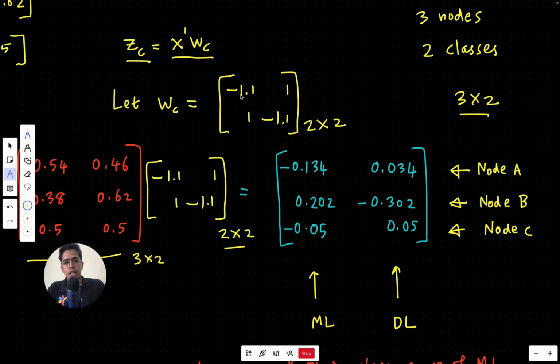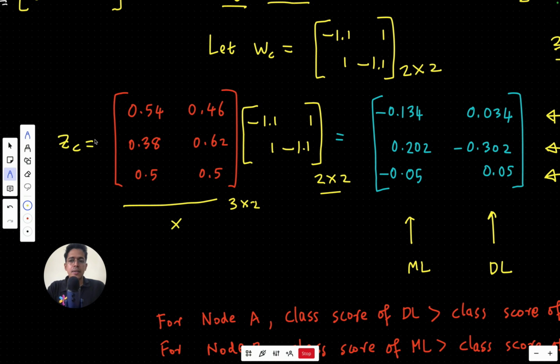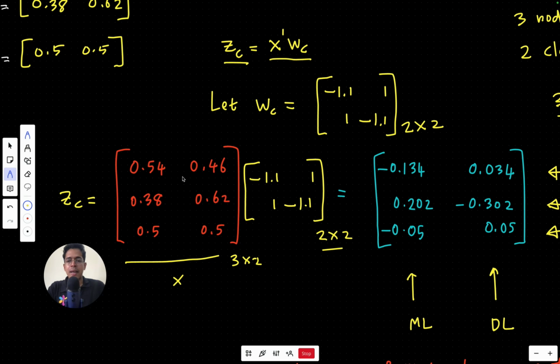Now, what is the logic of these values being minus 1.1, 1, 1 and minus 1.1? The logic is simply that it's a learned function. So there is no logic that I can explain to you. Just believe me, this is a learned function. Okay, I'm sorry about that. Now, what we do is we calculate ZC by multiplying X prime with WC.